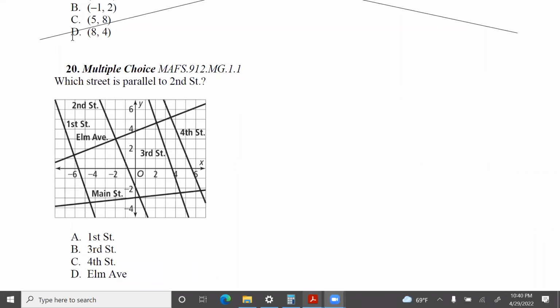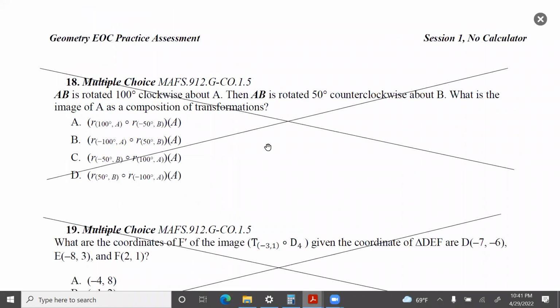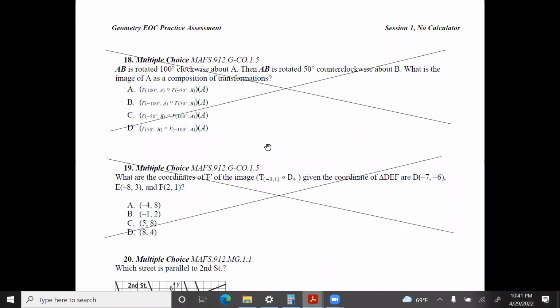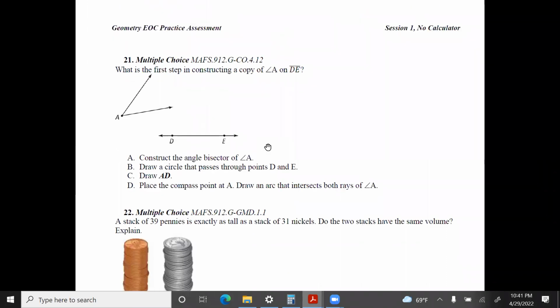All right. Let me zoom back out. Oops, too far. That was all for that page.